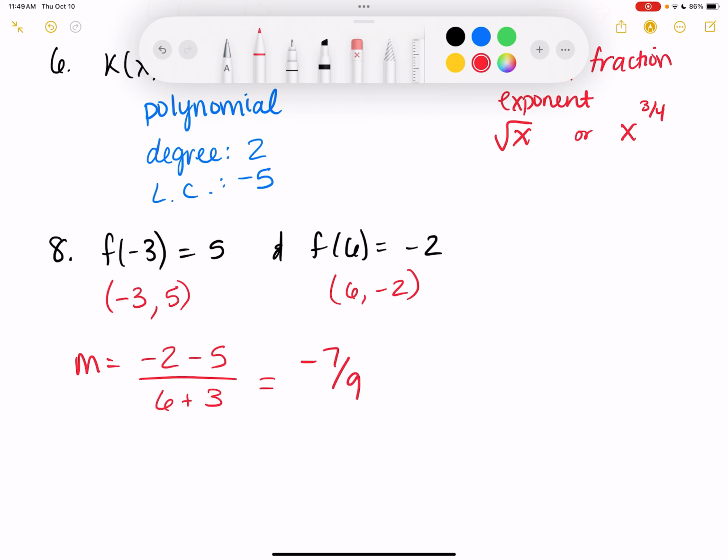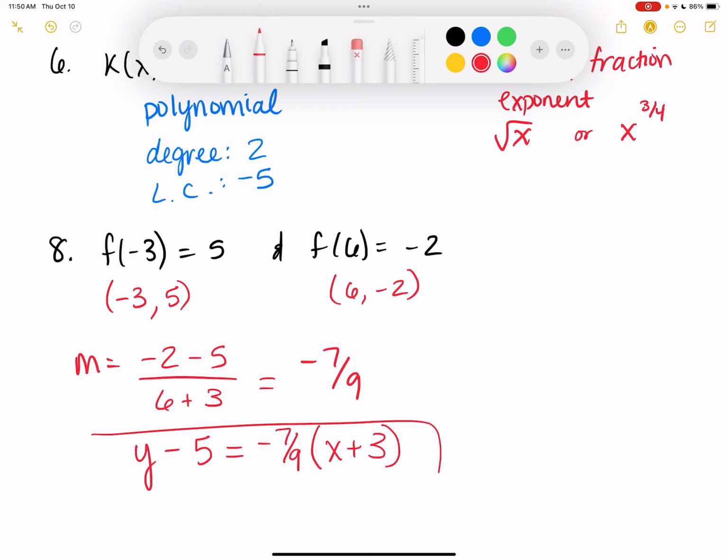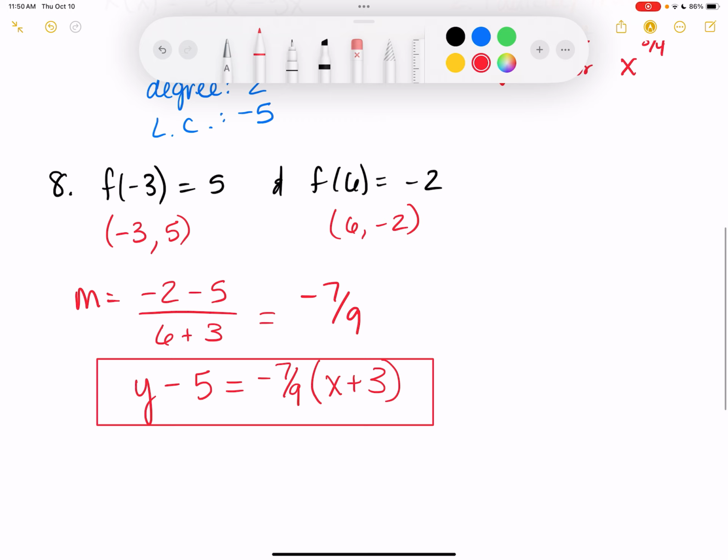Now I need to write an equation of a line. How do I do that? y minus y1 equals m times x minus x1. Which one do you want to use? You can use the -3 one. So y minus 5 equals -7 over 9 in parentheses x plus 3. Yeah, minus negative, so plus 3. You can leave it here because it doesn't specify what form it has to be in, or we can take it all the way to slope-intercept form. This would be in point-slope form, which is a perfectly fine equation of a line.